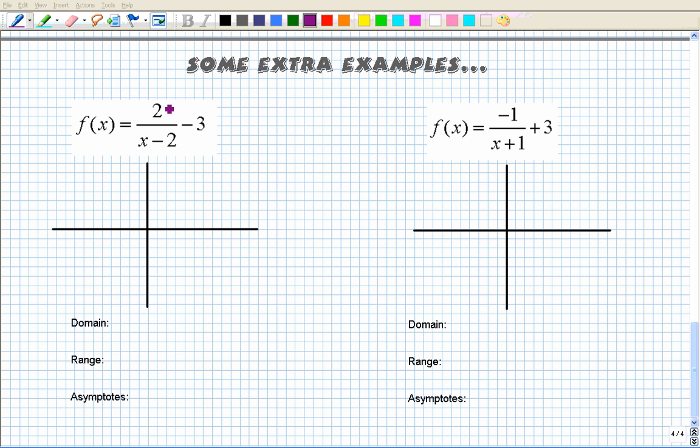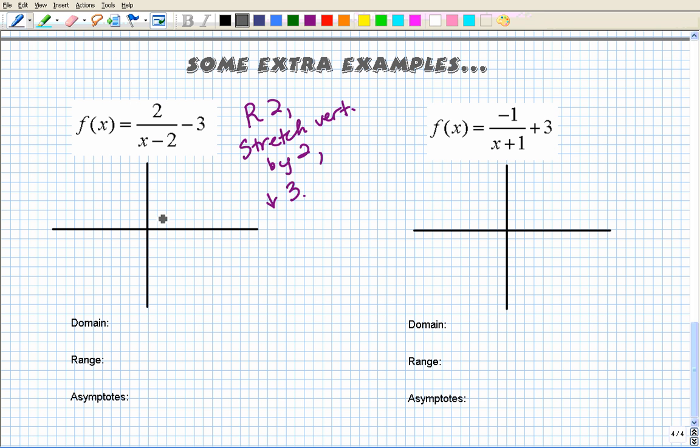Okay, so I've got 2 examples here. This first one is 2 over x minus 2, minus 3. And I'm looking for the domain, range, and asymptotes, and we're also going to graph it. So first of all, let's talk about the transformations that are happening here. This minus 2 means we're going to the right 2. And as far as the y values go, this 2 on top means we are going to stretch it vertically by a factor of 2. And then finally, this minus 3 means that we're going to go down 3.